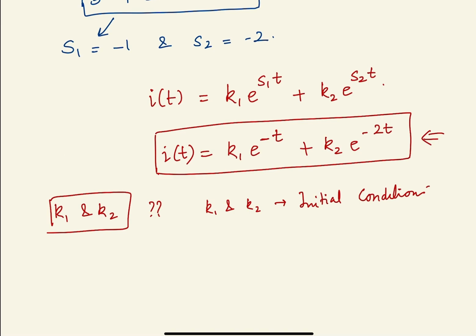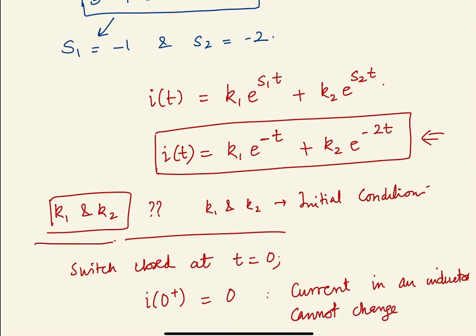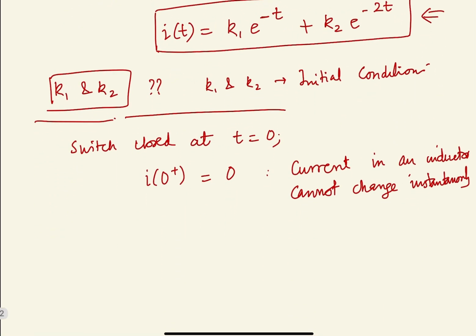Now if I say that the circuit was previously unconnected and the switch was closed at t equal to 0, what can you say about the current I0? This current is equal to 0, since the current in an inductor cannot change instantaneously, because there was no previous current. So current in an inductor cannot change instantaneously. Okay, so with this, what do we get? We simply get this I0 plus is equal to 0.